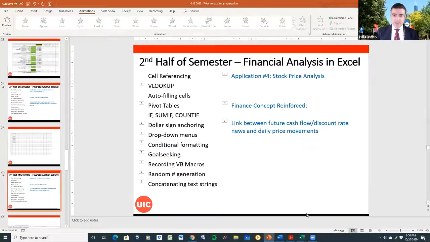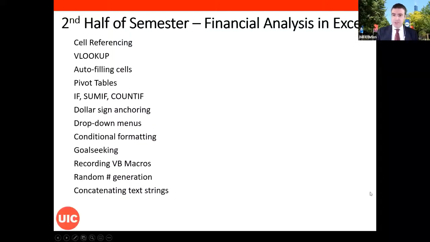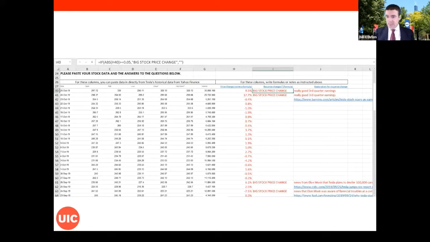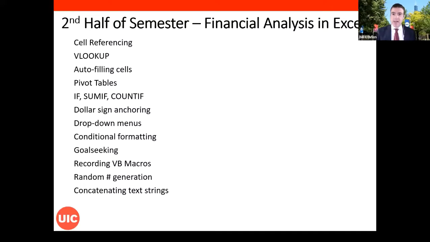Some of the other things that students are able to do is a stock price analysis, where just a simple if statement lets them see what days there were big stock price changes and makes that pop out. And then I ask them to go online and find what information dropped that day. So, how are our discount rates and cash flow expectations affecting stock prices?